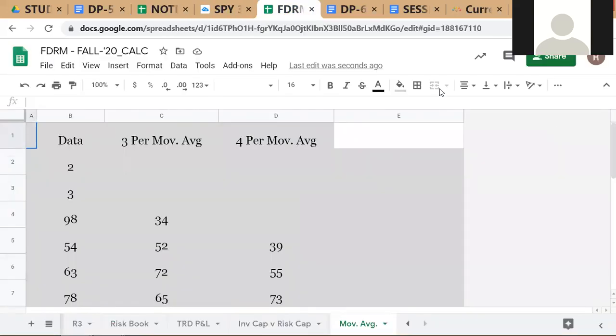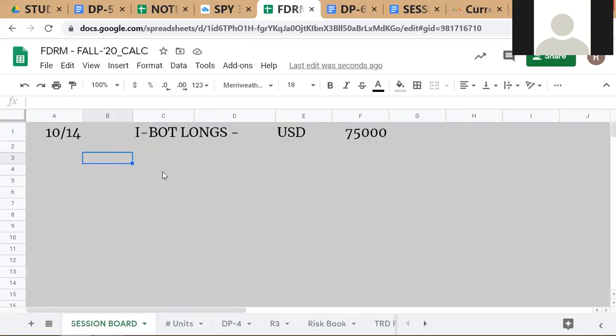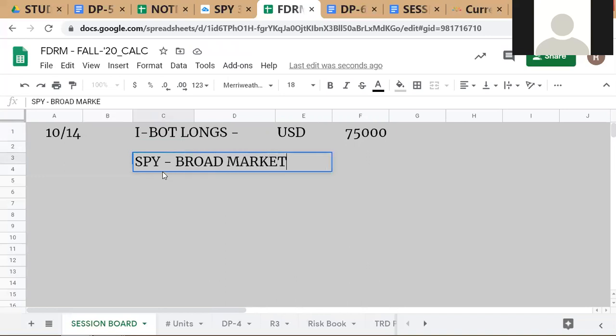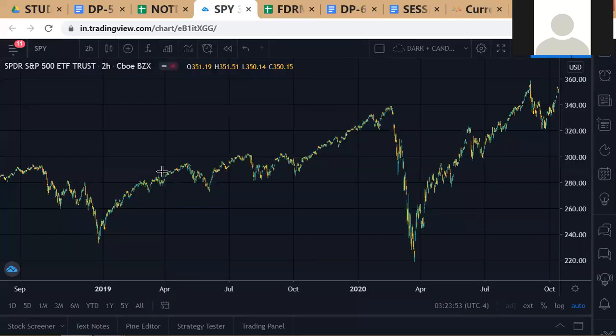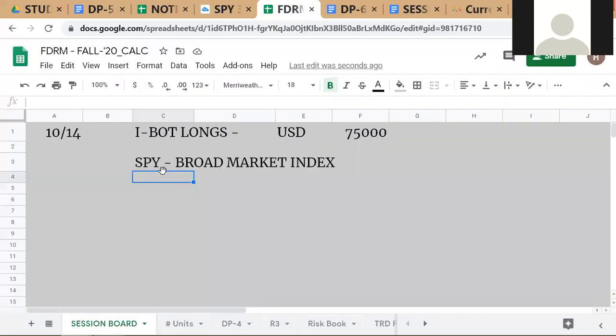How did this get to here? Yeah. So SPY is an ETF for the whole market. Okay, so it's a broad market index. SPY price is, say, what did we say? 350, 355. Let's say 350.